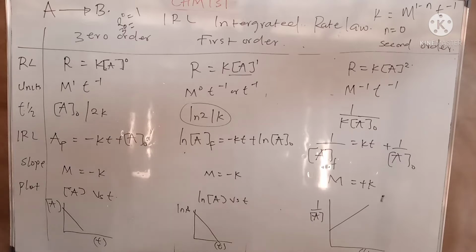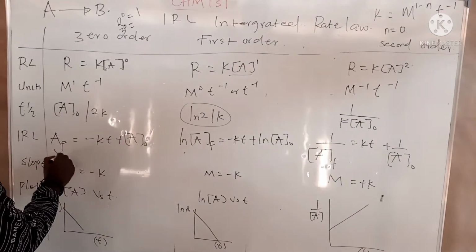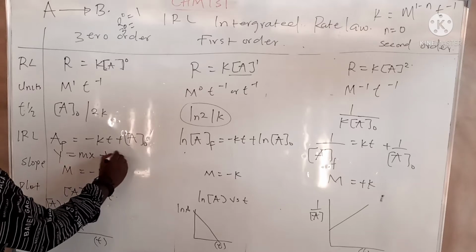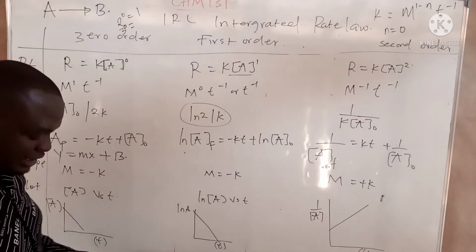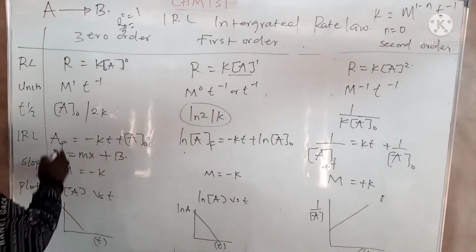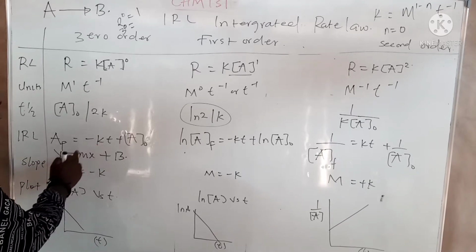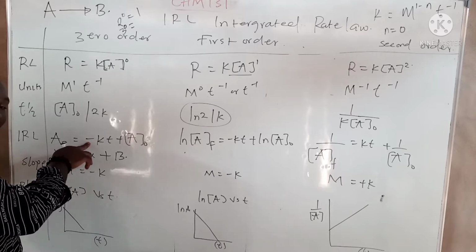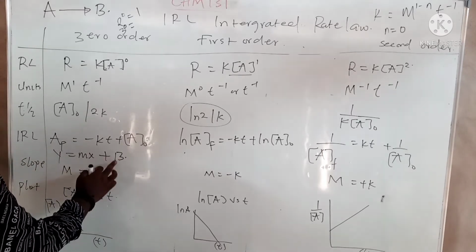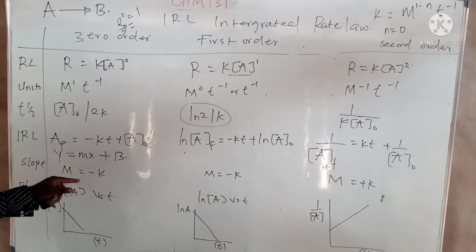Now, listen. We want to talk about the slope. There is a formula in mathematics: y is equal to mx plus b. The name of this formula is the slope-intercept formula. It means that if you want to plot this, y is A, your m is minus k, and your intercept is the initial concentration of A. So the slope of zero order is minus k. That's a negative value.